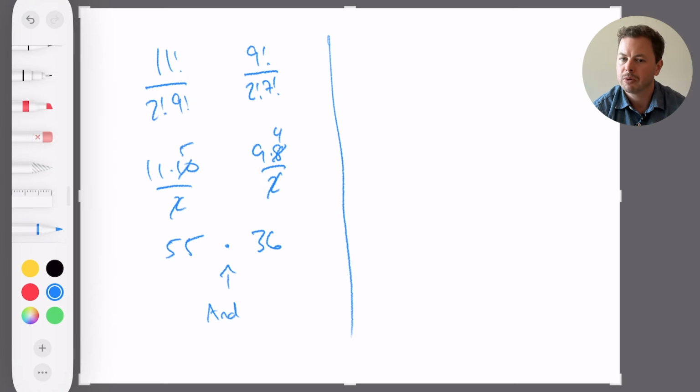So in the second situation, notice the difference. We don't want 4 people. We want 2 people. And it can either be 2 men or 2 women. So I do the same combinations to get 11 choose 2 men, 9 choose 2 women.